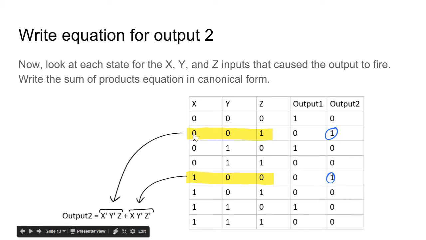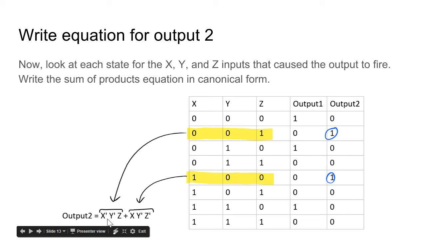So we look at the first input. We see that x is 0, so we invert it, so it becomes x naught times. We look at y. We see that that's 0, so y naught times. We look at z. That's just 1, so it's all right to bring z down directly. So we bring down z. So we have x naught times y naught times z.